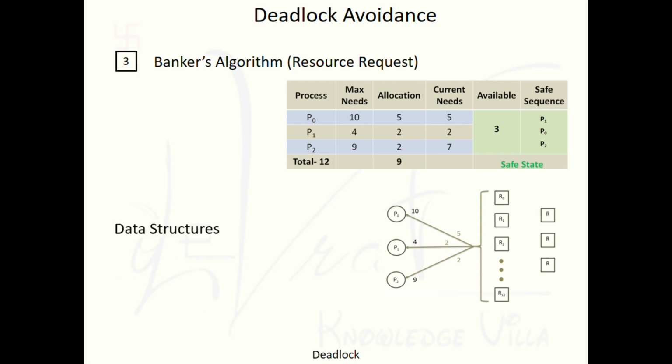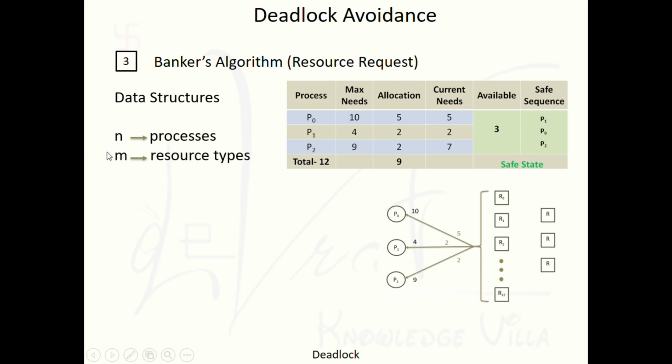First, we will define the data structures used in Banker's algorithm. Get it? There are basically four data structures going to be used for the Banker's algorithm. Before that, we will initialize our n with the number of processes. It means in our discussions, n will represent the number of processes as well as m will represent resource types. So in our whole discussion for the Banker's algorithm, we will represent processes with n and resource types with m.